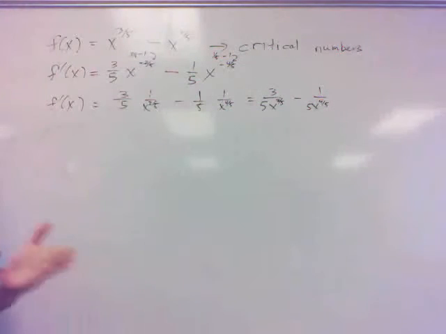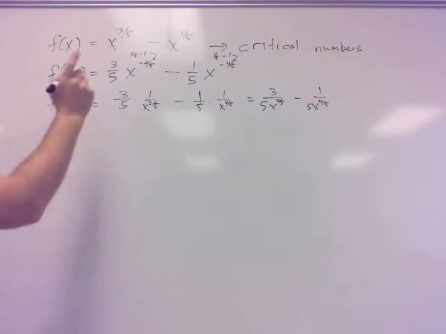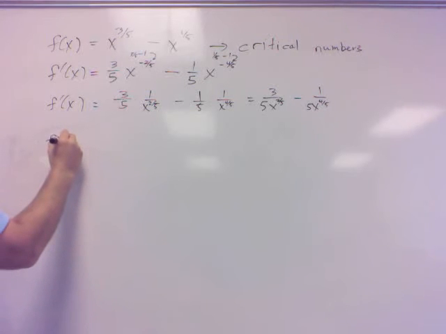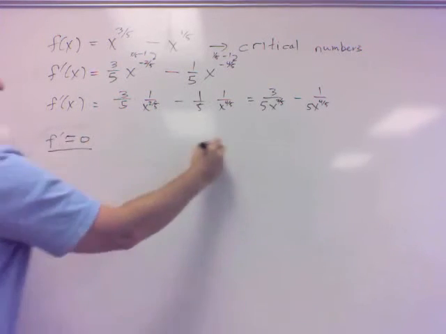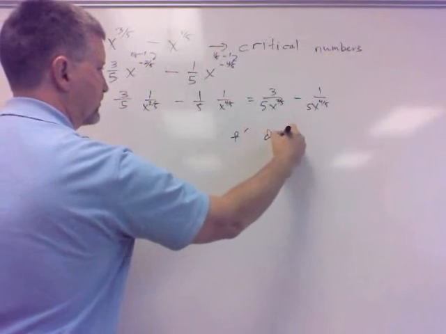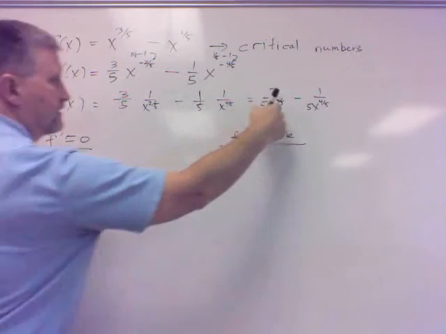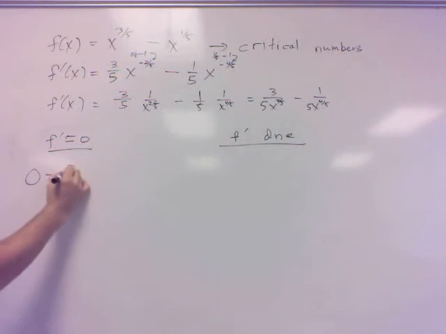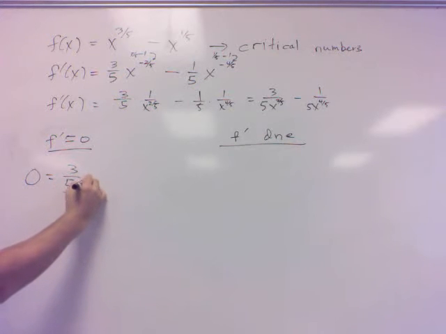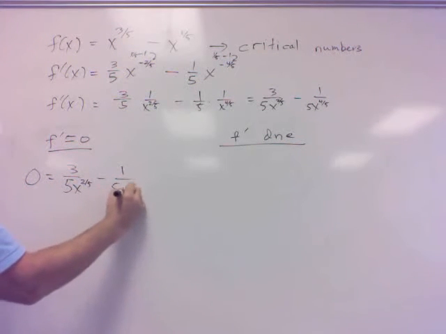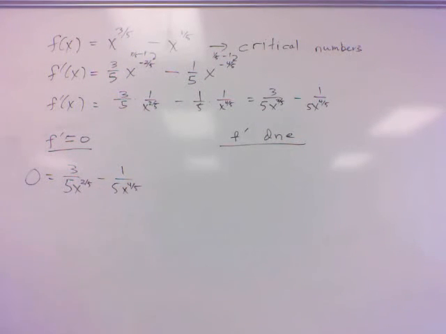Okay. So I want to find my critical numbers. Critical numbers do two things. Derivative equals 0. Derivative does not exist. Set it equal to 0 first. So I'm going to set this one equal to 0. Okay. So yeah, this one's a little more interesting solving-wise.